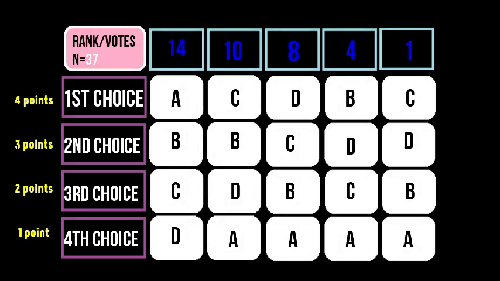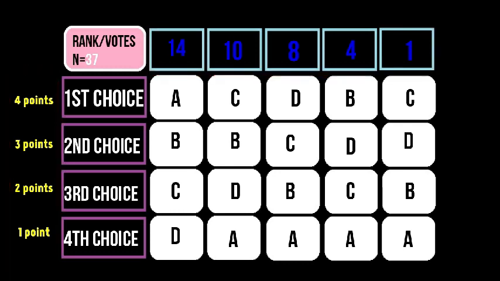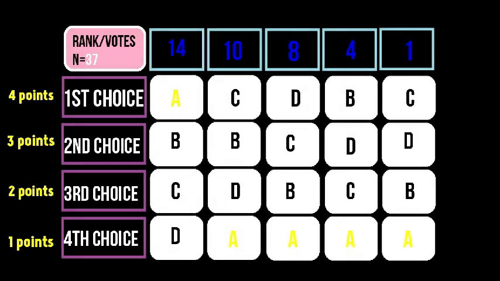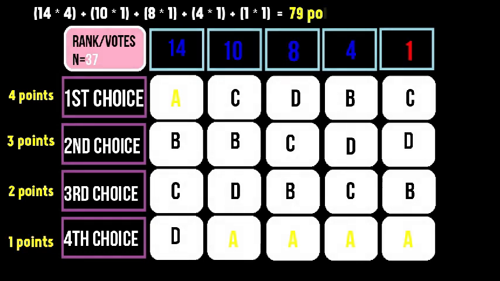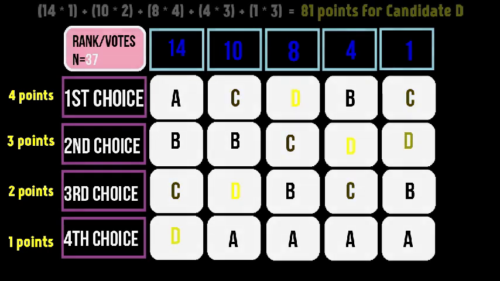For example, let's weigh the votes of candidate A. To do this, we multiply the value of the rank to its corresponding number of voters. Thus, focusing on the votes of candidate A, we get the summation of 14 times 4, 10 times 1, 8 times 1, 4 times 1, and 1 times 1 to arrive at the total value of candidate A.